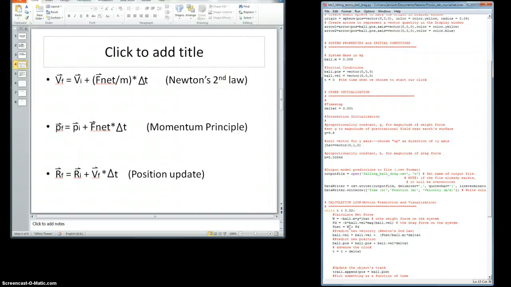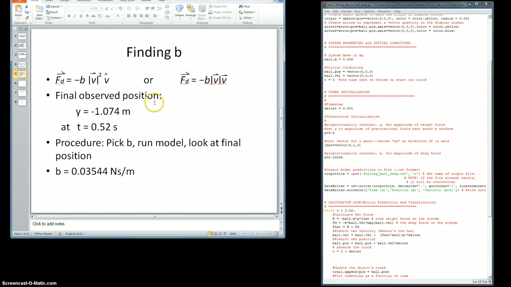By trial and error, I made the final position of my model equal to the final position from my observation, and this gave me a value for the proportionality constant b of 0.03544 Newton seconds per meter.